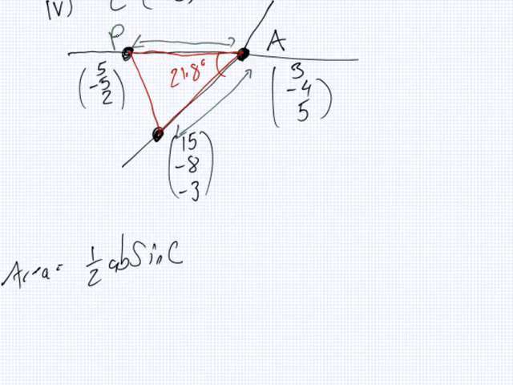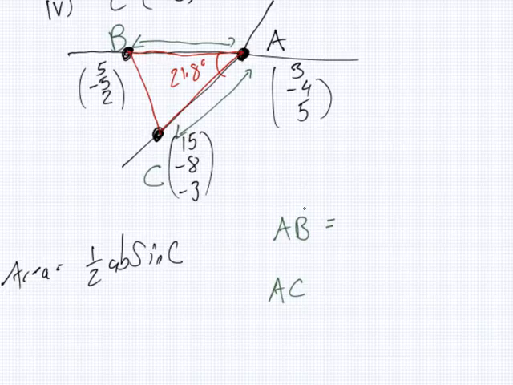If this is B and this is C, what we need to do is get AB and then AC. Do you remember how to get AB? The vector AB. AB is B minus A. Do you remember this rule? The triangle rule. AB is B minus A.